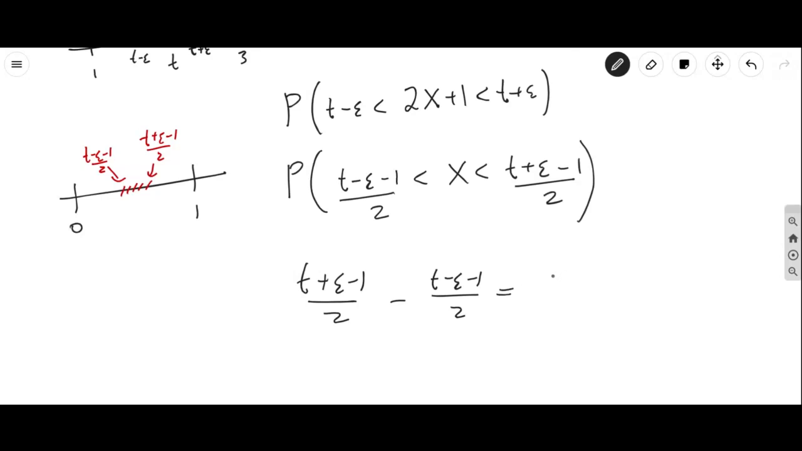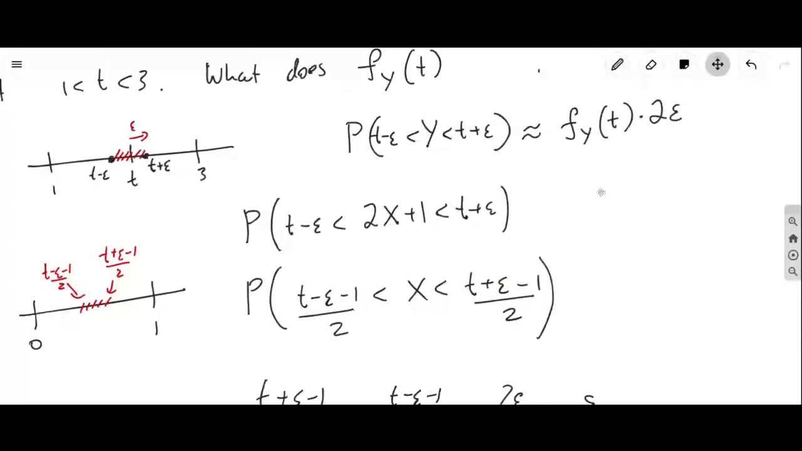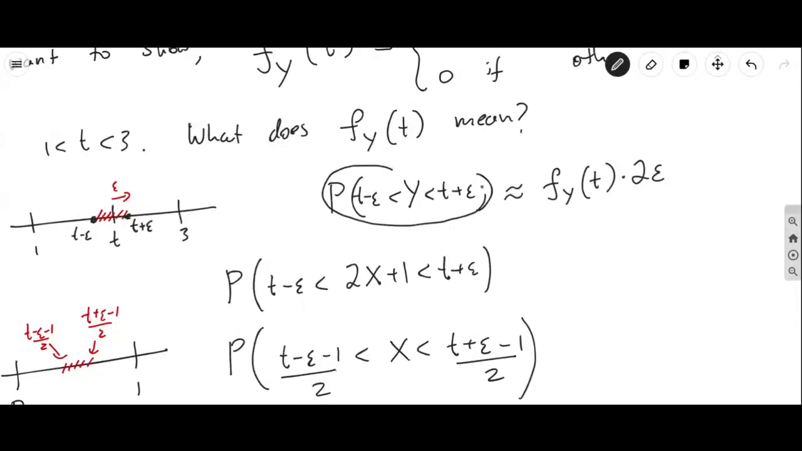And if we work out the math, what would that be? The t's cancel. That's 2 epsilon plus 2 over 2. So t cancels with t, epsilon plus epsilon is 2 epsilon, negative 1 minus negative 1 also cancels. So we just have epsilon in the end. So look at that. We've done this calculation, and we see that this probability is epsilon.